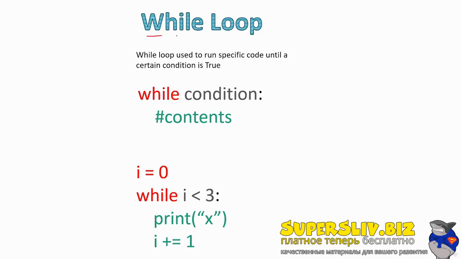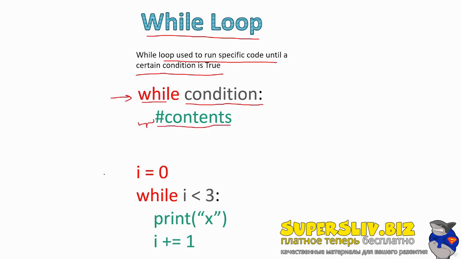Now let us talk about while loops. We use while loops to run a specific code until a certain condition is true. Here is the syntax of while loop. We use the while keyword, then the condition and colon, then we keep a space of one tab, then we write the code we want to run.